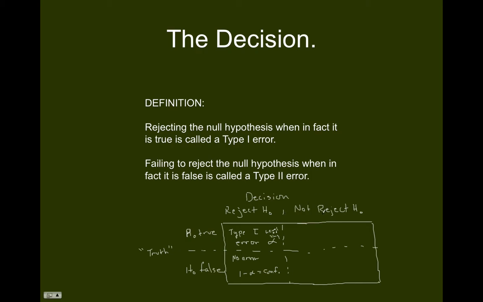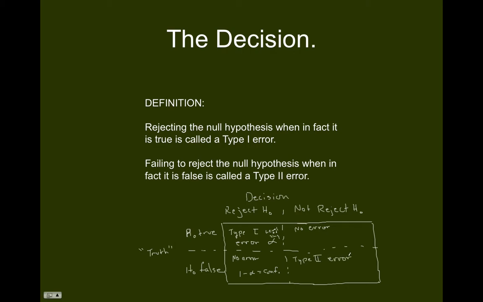Now, if our decision is to not reject the null, and the null turns out to be true, then again, we didn't reject it, it's true, so there's no error. On the other hand, if we chose not to reject the null, we maintain the null, and it's actually false, then that would be the other way we can make an error. We call this a type 2 error.